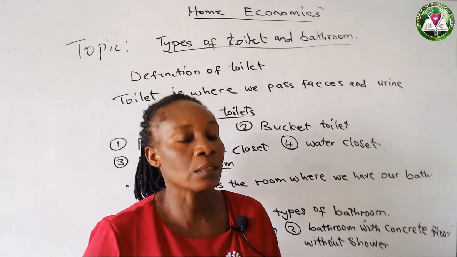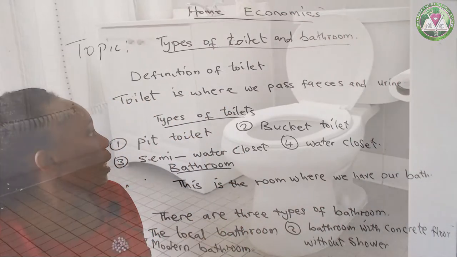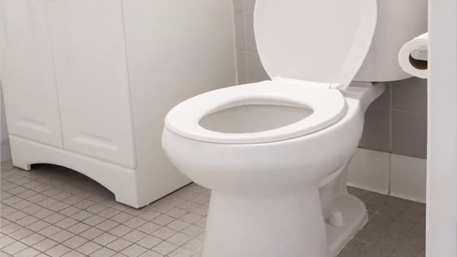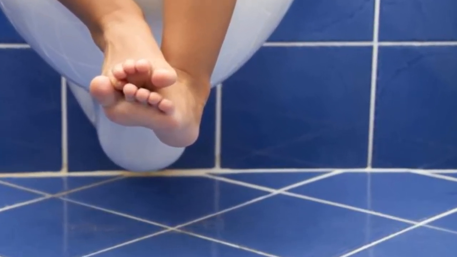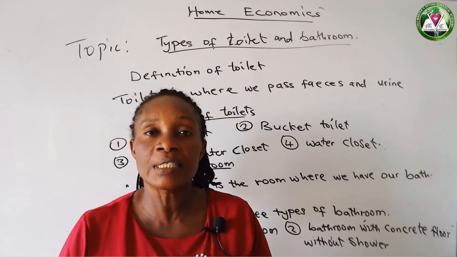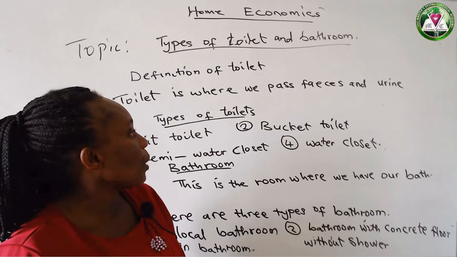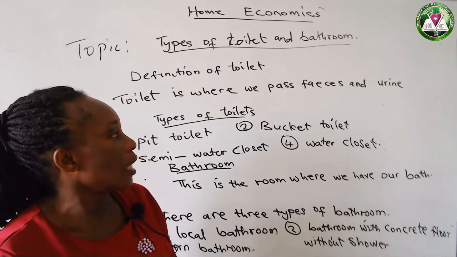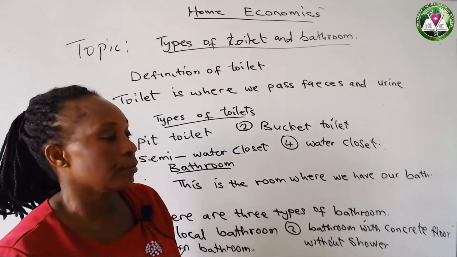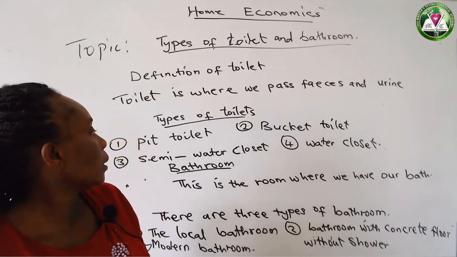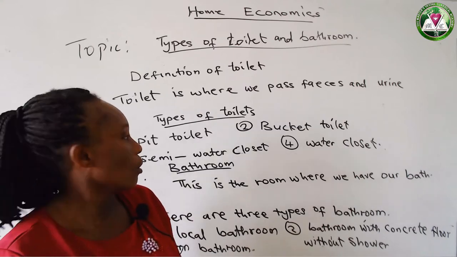Now, what is a toilet? A toilet is where we pass feces and urine. Children, repeat after me: a toilet is where we pass feces and urine. Okay, we have types of toilets.